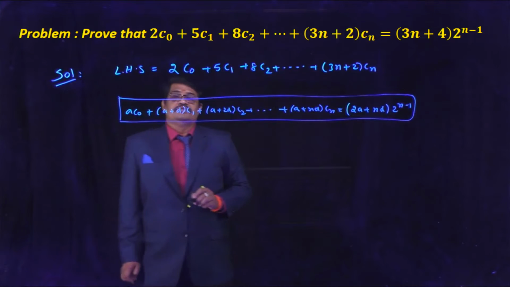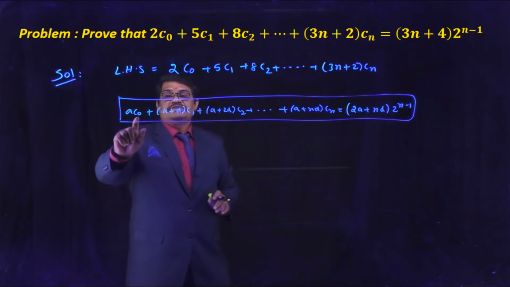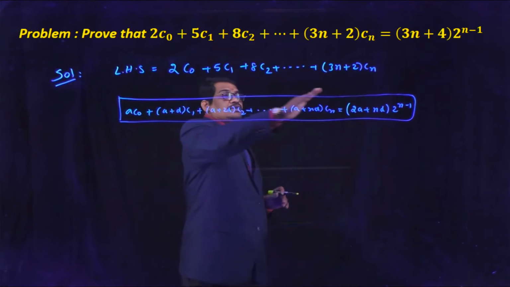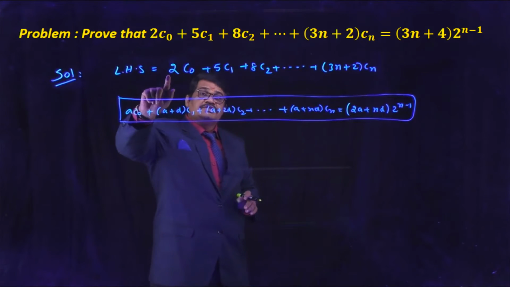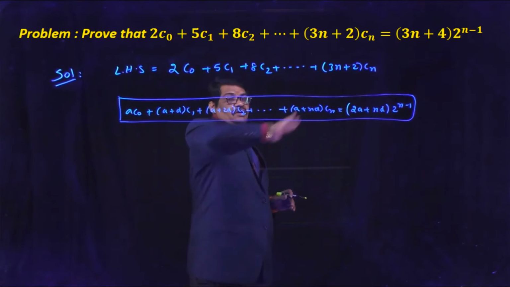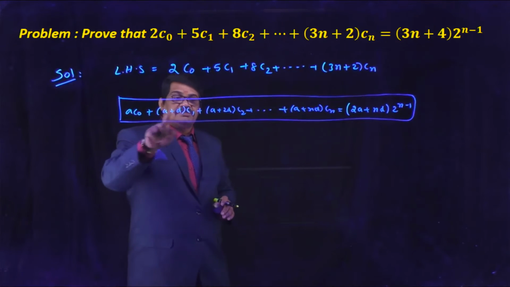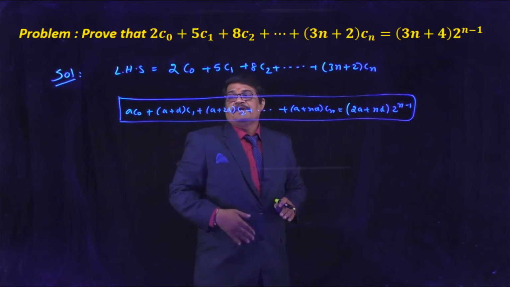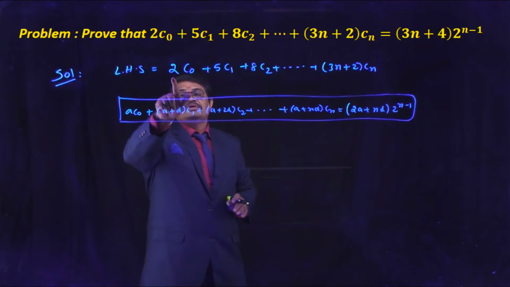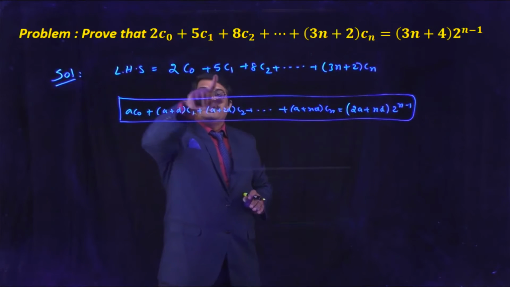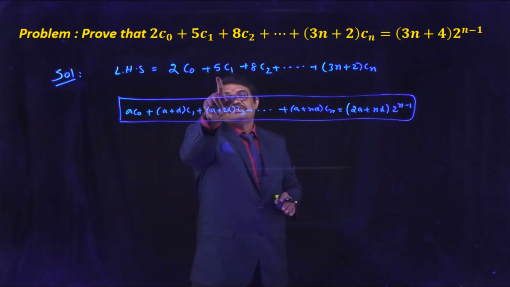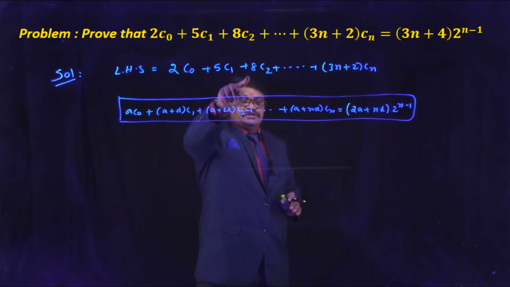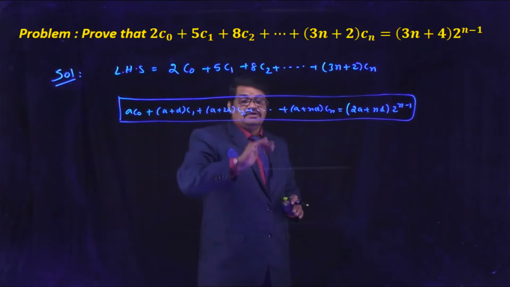Here we are observing the binomial coefficients C0, C1, C2 and so on Cn. These coefficients 2, 5, 8 are like this: A, A plus D, A plus 2D. These coefficients are in AP. Now we are comparing. Here A is 2, A plus D is 2 plus 3, that is 5, and A plus 2D is 2 plus 6, that is 8, and so on.